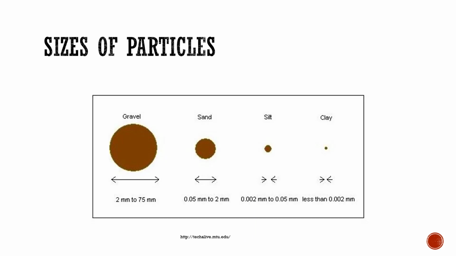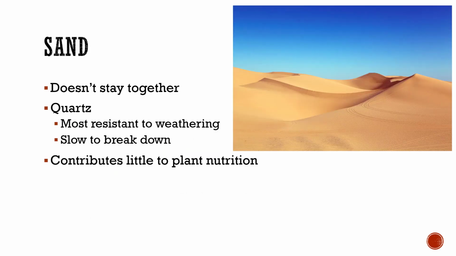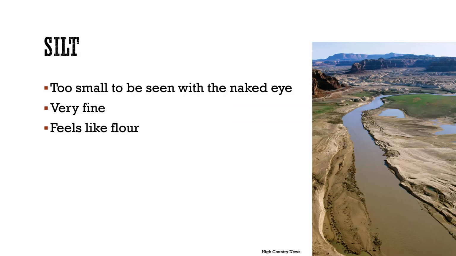The three particles that we're going to talk about are sand, silt, and clay. I have gravel here so you can kind of see the different sizing of materials you may find in soil. Sand doesn't stay together, it doesn't aggregate. I'll talk about what that means in a minute. It's made of quartz, which is most resistant to weathering. It's very slow to break down, and it contributes little to plant nutrition.